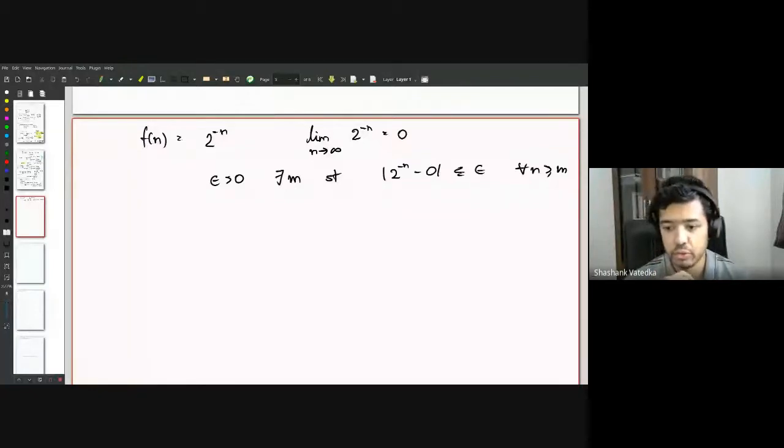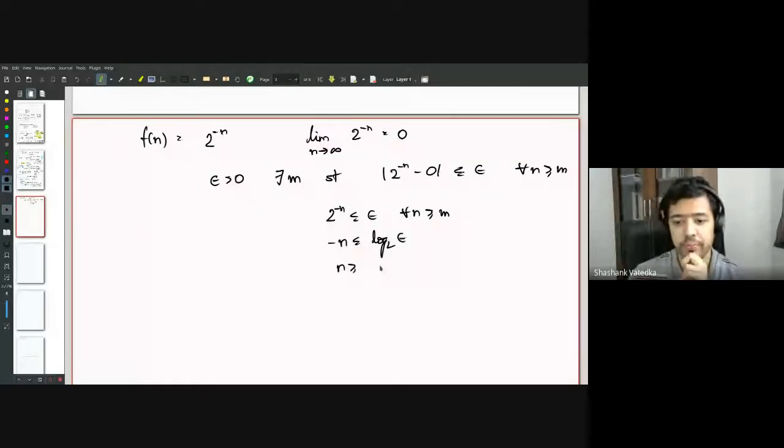Correct. So it's log 1 over epsilon. So basically, we want to make sure that 2 to the minus n is less than or equal to epsilon for all n greater than or equal to m. Or in other words, if I take log on both sides, minus n should be less than or equal to log epsilon, or n should be greater than or equal to log 1 over epsilon. Right? So in this case, the corresponding m is log 1 over epsilon. Okay.